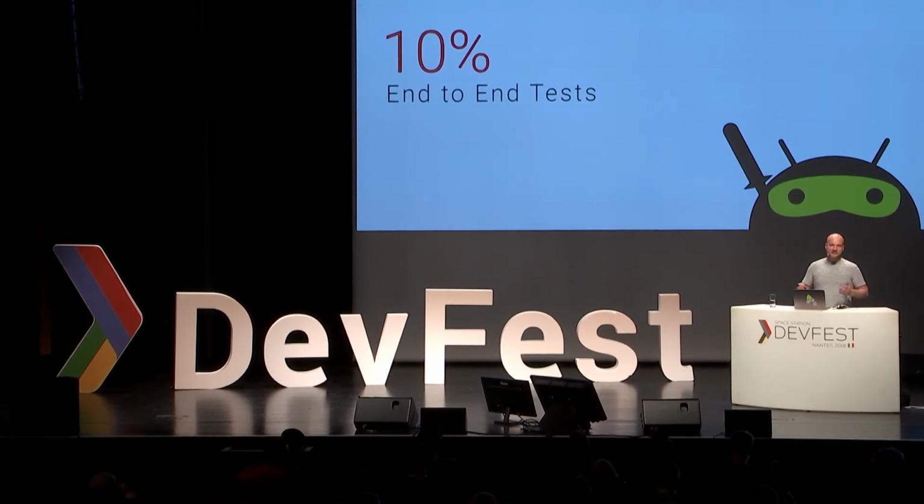Now, Espresso is an amazing framework. It's a great UI testing framework, but it does work at that very high level of integration. So it tends to run slower, and it tends to be a little bit flakier than a very precise unit test. And for these reasons, we recommend about 10% of tests be end-to-end tests. OK, that is more than enough testing theory. Let's get over to Kotlin.